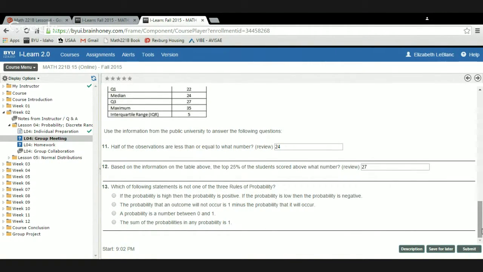If the probability is high, then the probability is positive. Probability is low, then the probability is negative. I don't know if that's true. Yep. So the first one is not true.